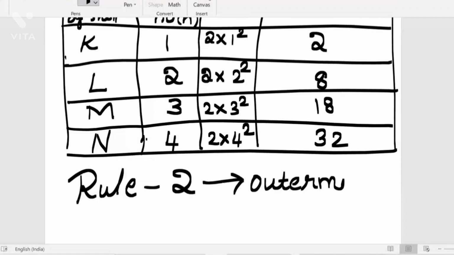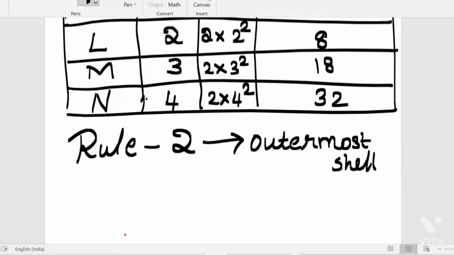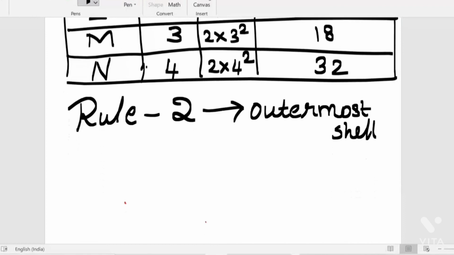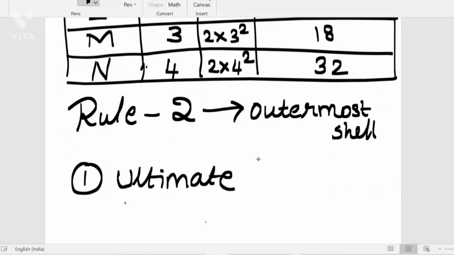Rule number 2 is about the outermost shell. There are some rules which decide how many electrons can be occupied in the outermost shell. According to these rules, we have to follow them. The first rule under this is that the outermost shell cannot have more than 8 electrons. The outermost shell means the ultimate shell, the ultimate shell or outermost shell.